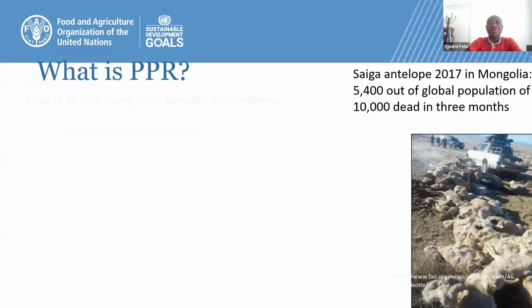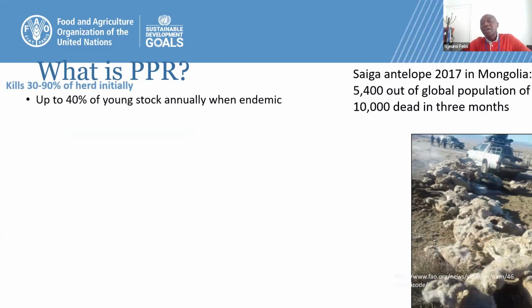But before starting, maybe I will try to answer the first question. We're talking about PPR. What is this PPR? PPR is the peste des petits ruminants. It's a disease of small ruminants. Small ruminants are sheep and goats. But when it enters the flock, 30 to 90% of the herd could die. Therefore, mortality can reach up to 90%. But in young stock, we can have even up to 40%.